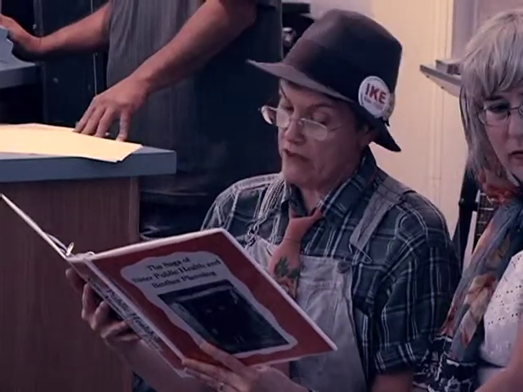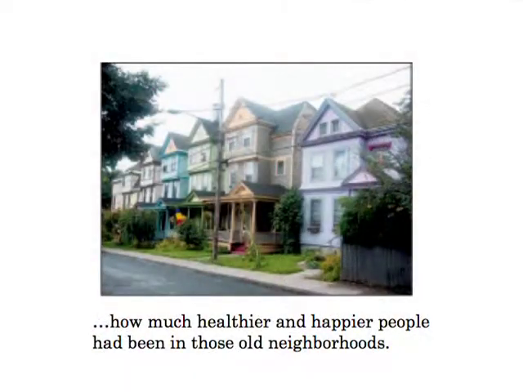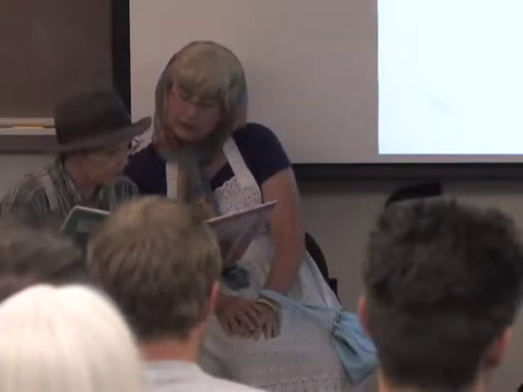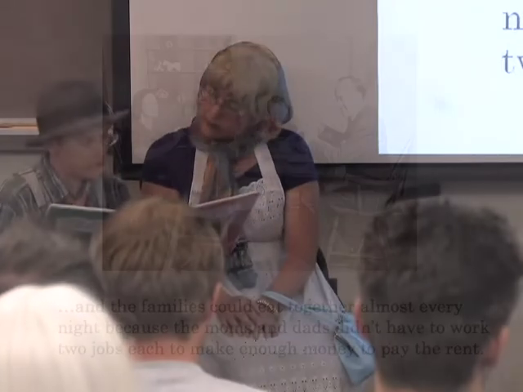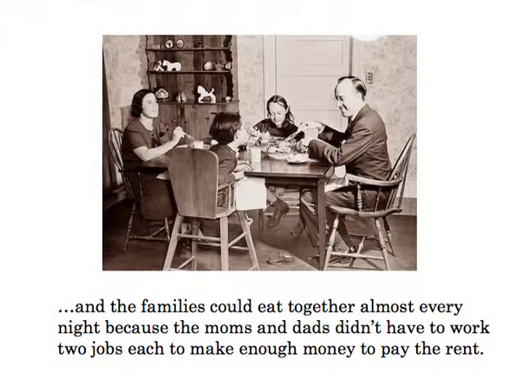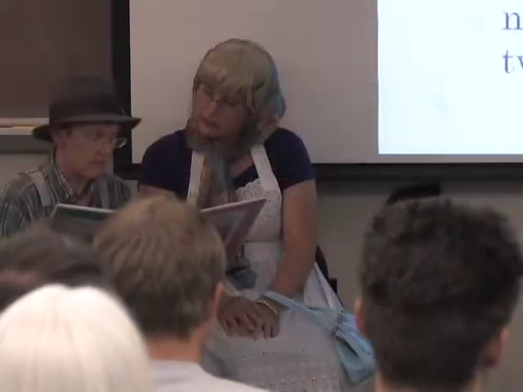The twins got invited to a family reunion being held by their cousin Policy, where their grandmother Great Streets reminisced about how much healthier and happier people had been in those old neighborhoods before the fancy suburbs that Brother Planning had helped design. When kids could walk or ride their bikes to school, and people traded odd jobs for fresh fruits and vegetables, and the families could eat together almost every night because the moms and dads didn't have to work 2 jobs each to make enough money to pay the rent. Grandma Great Streets got pretty choked up remembering all this.